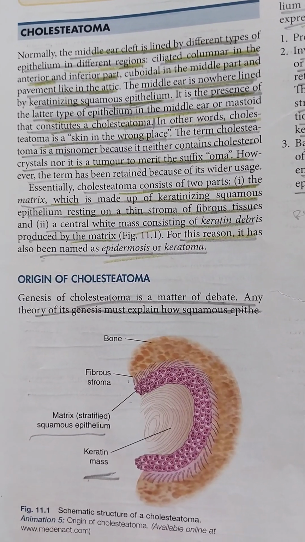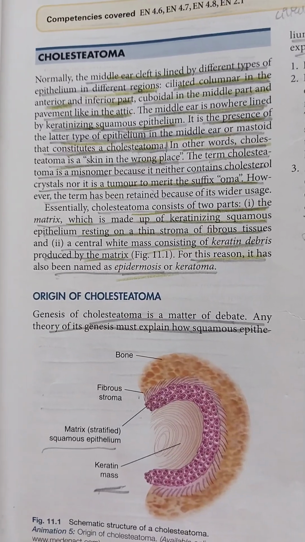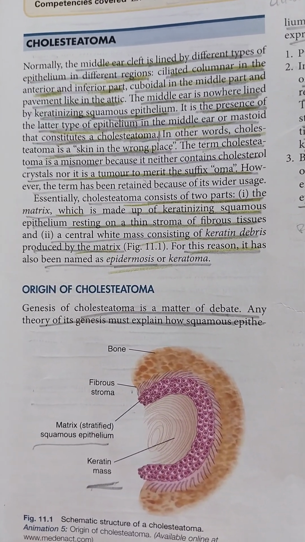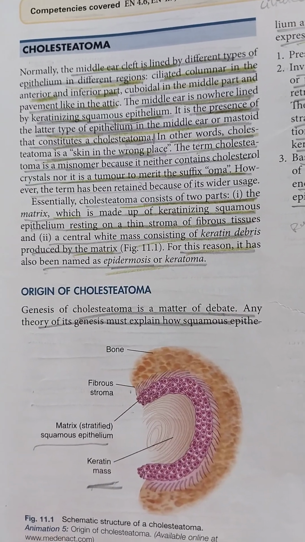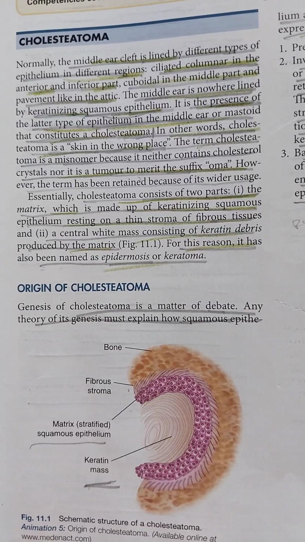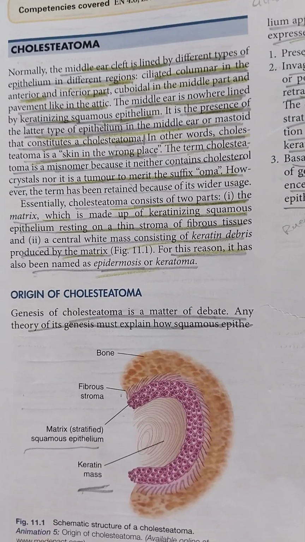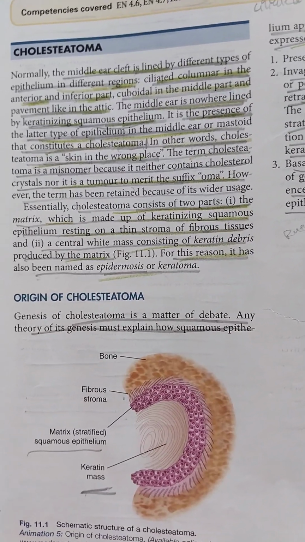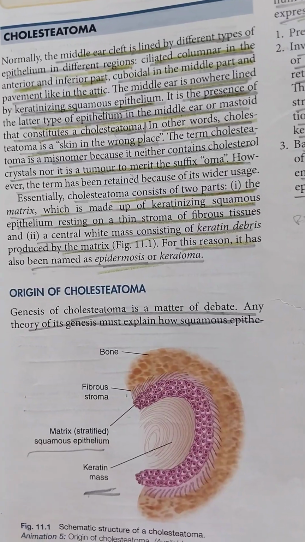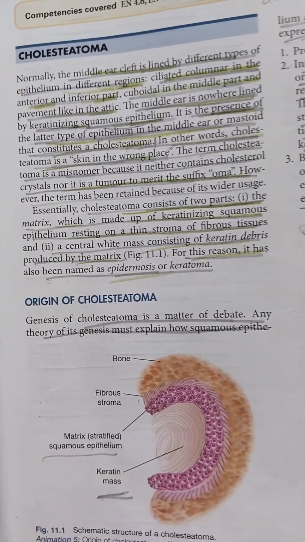So in the middle ear or mastoid, if keratinizing squamous epithelium appears, it is cholesteatoma, right? Cholesteatoma has two parts. The matrix is made up of keratinizing squamous epithelium resting on a thin stroma of fibrous tissue, and the keratin mass in the center is keratin debris produced by the matrix. If in the exam they give epidermosis or keratoma instead of cholesteatoma, you should not be confused, and you should write about cholesteatoma.